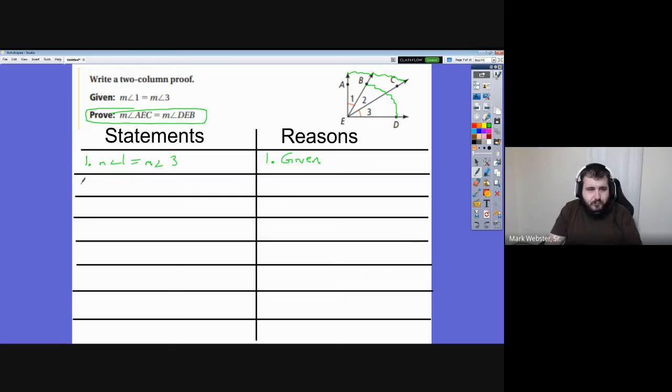Okay, so what we're going to do is set up the groundwork for our final answer. I'm going to put this down at the bottom because this is what I know that I want to prove.